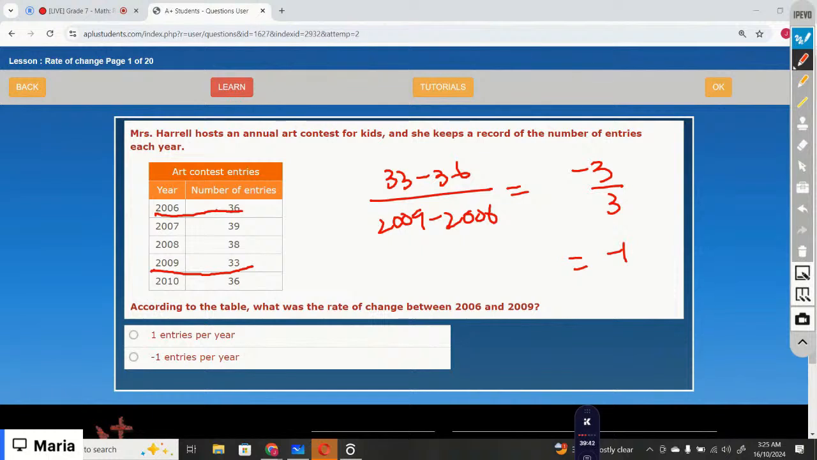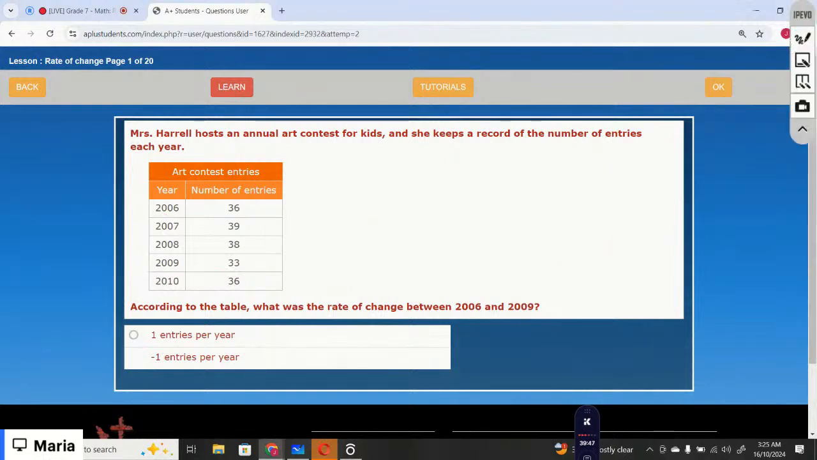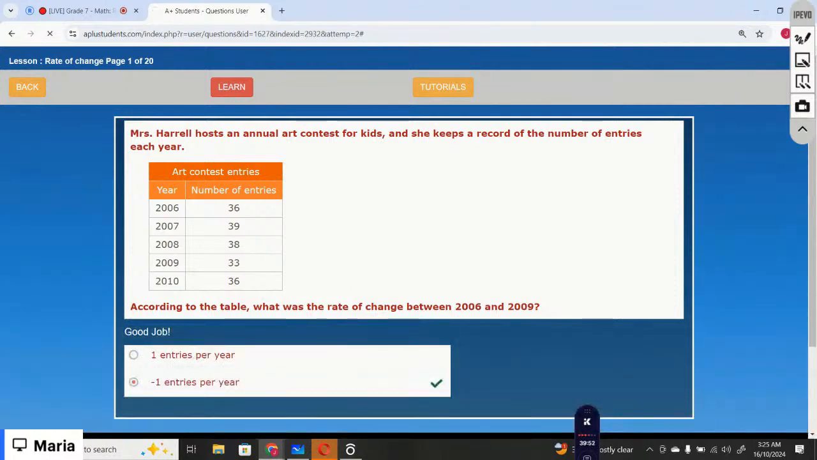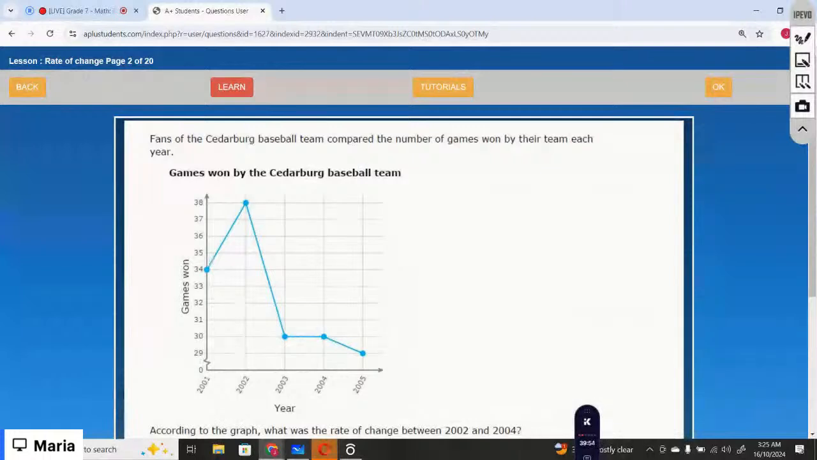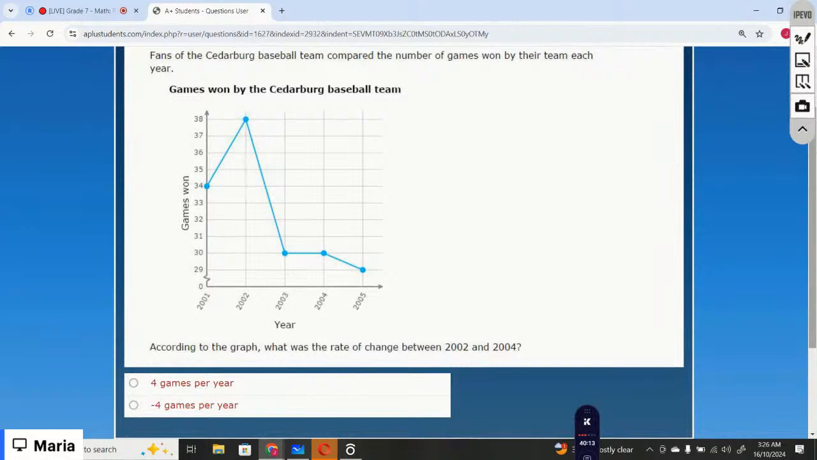The correct option is negative 1. Option number 2 is the correct option. That means negative 1 entries per year. You have to calculate actually the rate of change, right? Okay, fans of the Cedarburg baseball team compared the number of games won by their team each year. According to the graph, what was the rate of change between 2002 and 2004? So, which is the correct option?